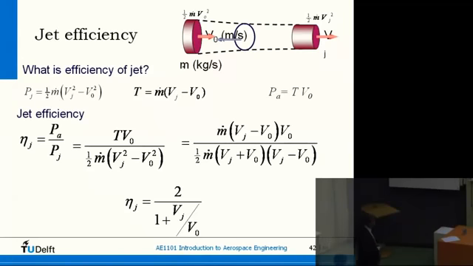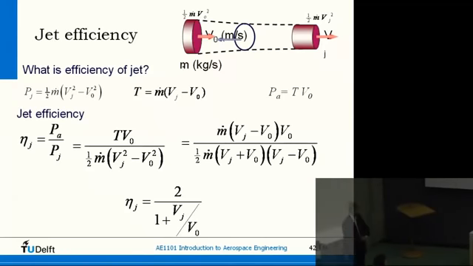So here we can see what would be the ideal Vj to get 100% efficiency. Because that's what we want, of course. We want 100% efficiency. What would you need to do? How do we make this 1? Yeah, right, this should be 1 as well. So 2 divided by 1 plus 1, then we have 100% efficiency. So if we make Vj equal to V0, we're done, right?